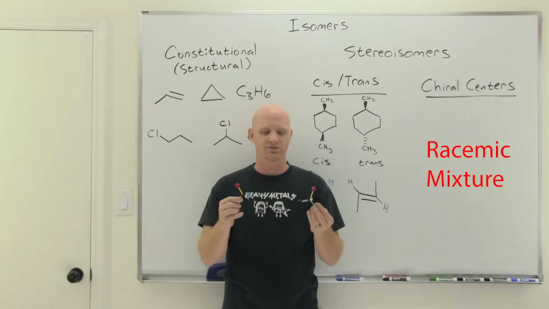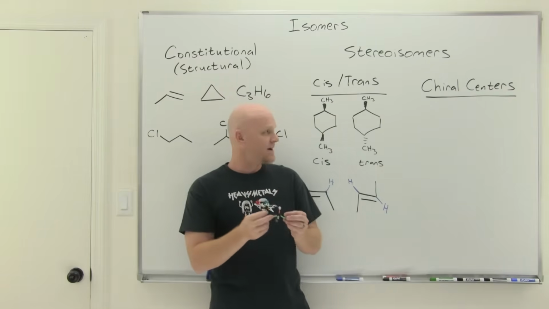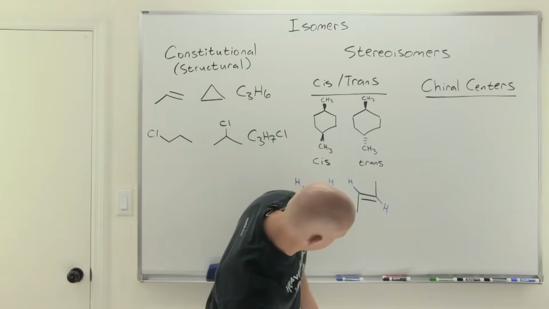Cool, so another vocab word, racemic mixture, a 50-50 mixture of enantiomers, and a racemic mixture is not an optically active solution. All right, so let's get back to our discussion of isomers here.